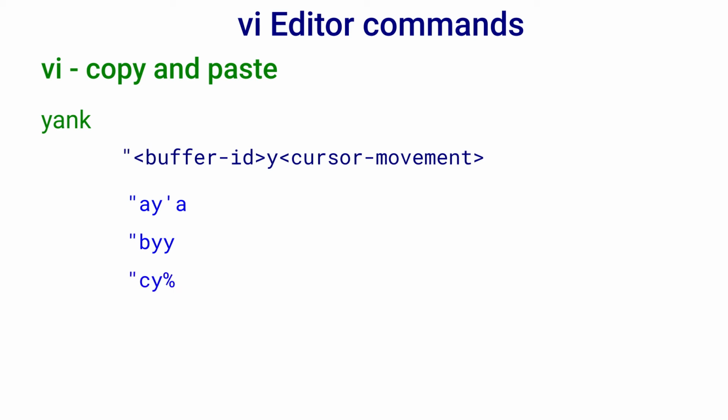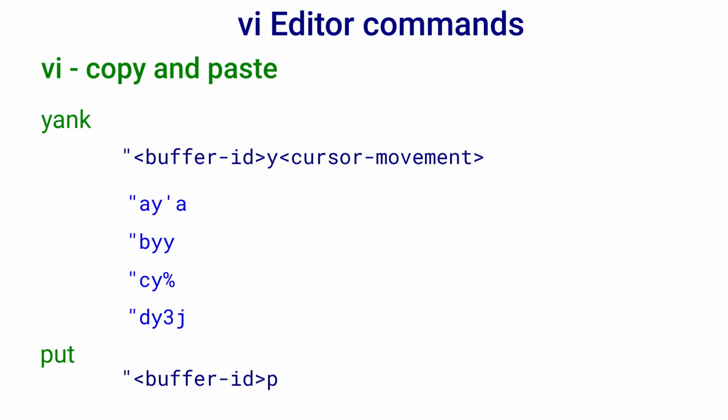Double quotes C Y %. Here the cursor is at a parenthesis, brace or square bracket. The cursor movement is from the current parenthesis, brace or bracket to the matching counterpart, and the text is yanked into buffer C. Double quotes D Y 3J. 3J is a 3 lines down cursor movement, and when the cursor goes 3 lines down, it actually covers 4 lines. So these 4 lines are yanked into buffer D.